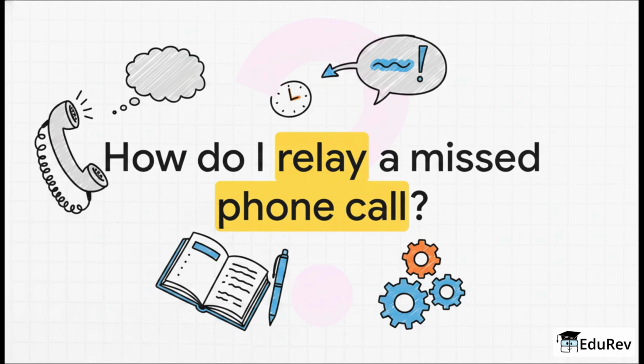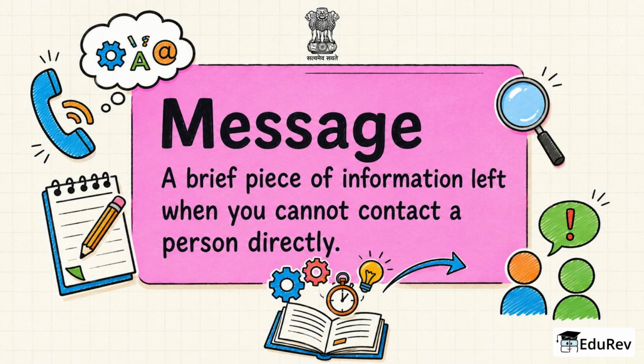I absolutely need a dependable system to record this so nothing gets lost in translation. And that brings me to the formal definition. A message is simply a brief piece of information written or left for a person when you cannot contact them directly. When you really think about it, it's just a quick, clean record of the key points. It's exactly the kind of thing I'd scribble down on a notepad by the telephone if I answered a call for someone who wasn't around.